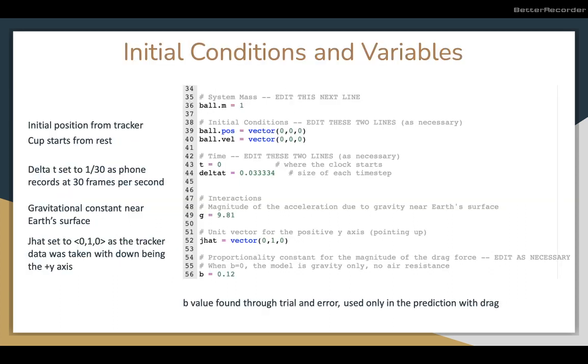The cup's initial position and velocity were input into the code. Delta t was set to 1 divided by 30 to match the frame rate of the recording. g was set to 9.81 meters per second squared, and j hat was set to 0, 1, 0 as down was the y-axis in this experiment. The b value was found using trial and error.